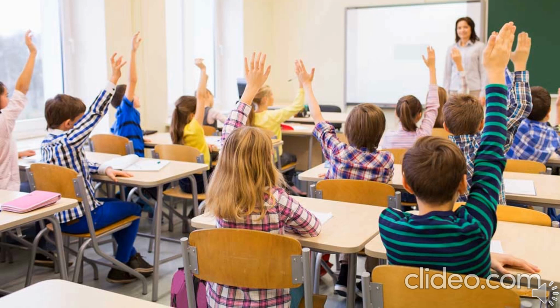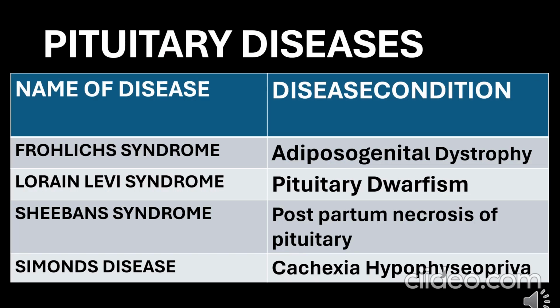Now, let us go to the topic presentation with pictures and animations and tables. First, we are going to see the pituitary diseases. Froehlich's syndrome. The other name is adipogenital dystrophy. Next one is Lorain-Levi syndrome. It is pituitary dwarfism. Third one is Sheehan syndrome, which is due to the postpartum necrosis of pituitary. The last one is Simmonds disease, which is pituitary cachexia.